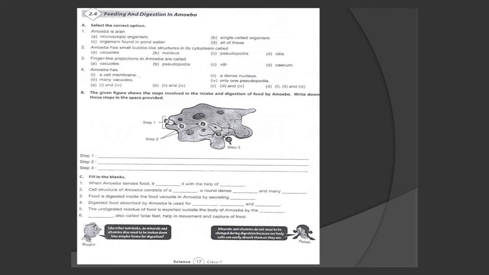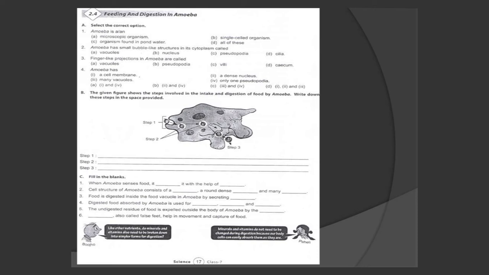I hope you understand. Then B, observe the given figure and note down the steps involved. Step 1, ingestion. Ingestion is where food goes into the food vacuole. It is called step 1, ingestion, where food is drawn in and then it forms a food vacuole.